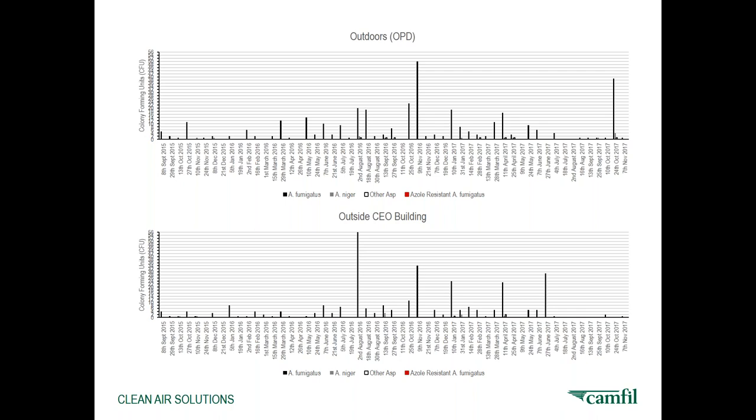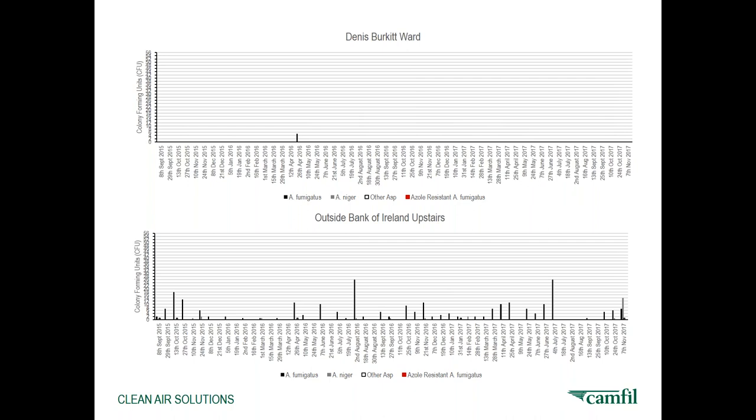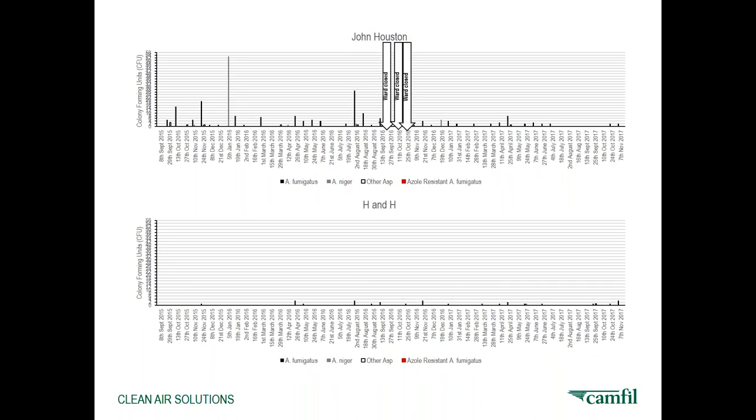Those being the Aspergillus fumigatus, flavus, and also the azole-resistant Aspergillus. We looked at sites related to where we have high-risk patients, the Dennis Burkett ward, and also in the concourse areas where patients will be walking about and visitors coming into the outpatient areas. Over the two-week periods, you can see the dramatic increase in spikes of colony-forming units in those areas. And then we moved to when the construction work started. After we closed John Houston Ward for the period of 4 weeks to carry out these works, we could see a dramatic decrease in the colony-forming units of Aspergillus in those wards.